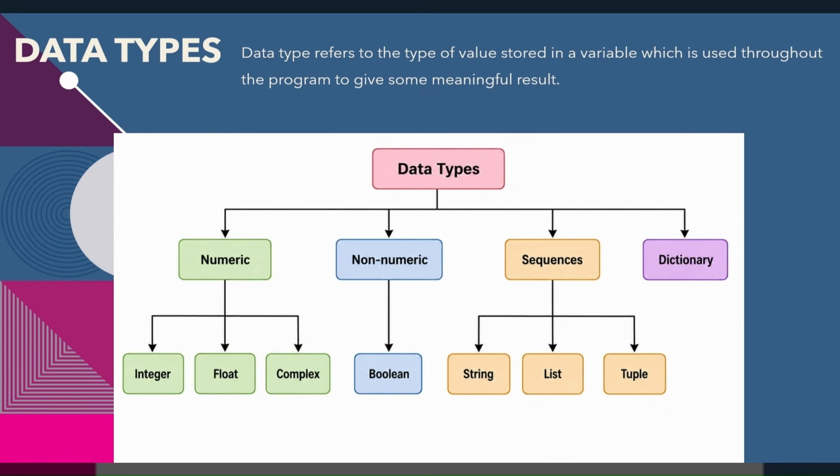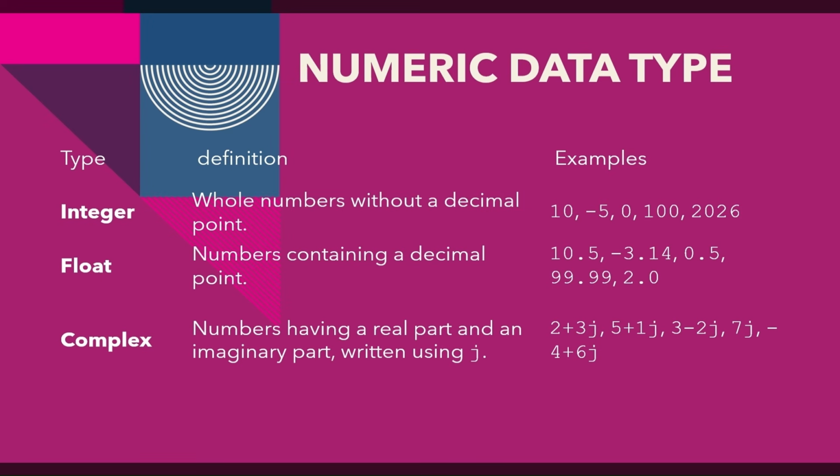Non-numeric includes Boolean category. Sequences include string, list, and tuple. And dictionary is another data type, which is considered under mapping. Now we will see each and every data type of this diagram shown. First, we have numeric data type.